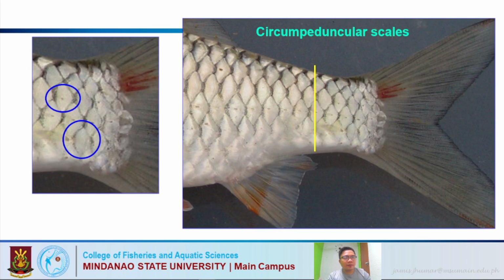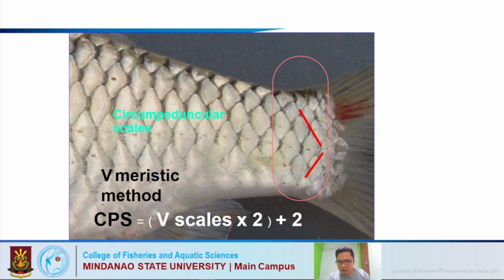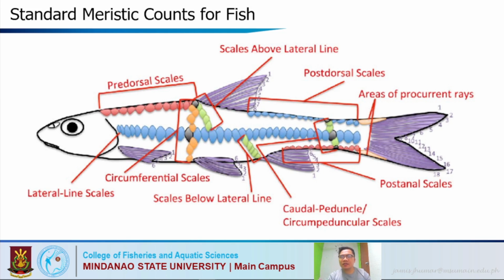And then this is the circumpeduncular scales. Okay, so that one. And then this is the standard meristic counts for fish. Okay, so here we have the predorsal scales, lateral line scales, scales above the lateral line, postdorsal scales, and some other important meristic counts for fish, especially for meristic taxonomy.